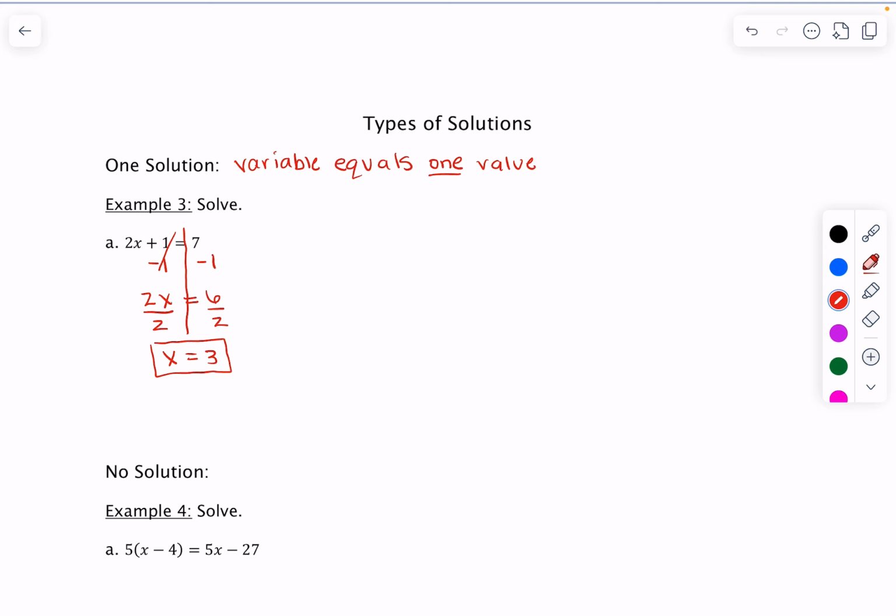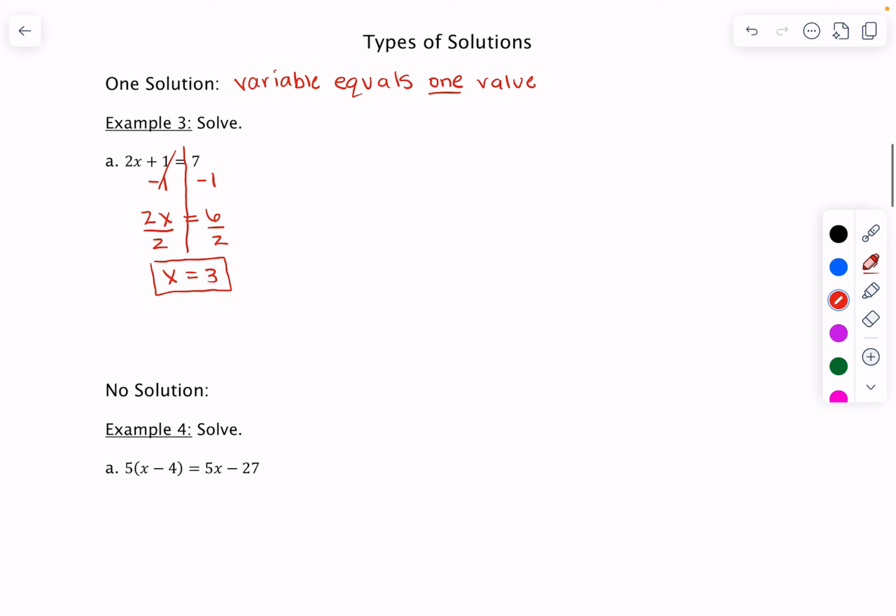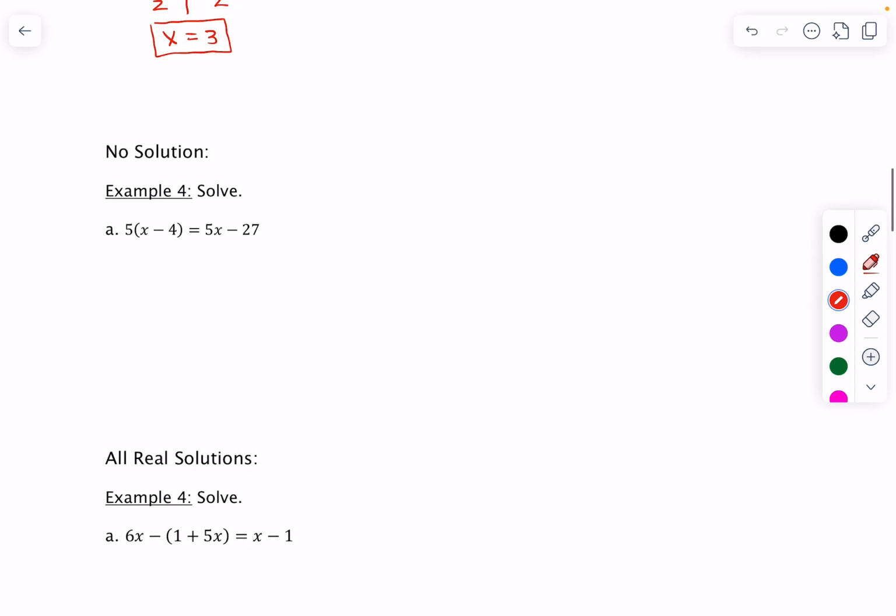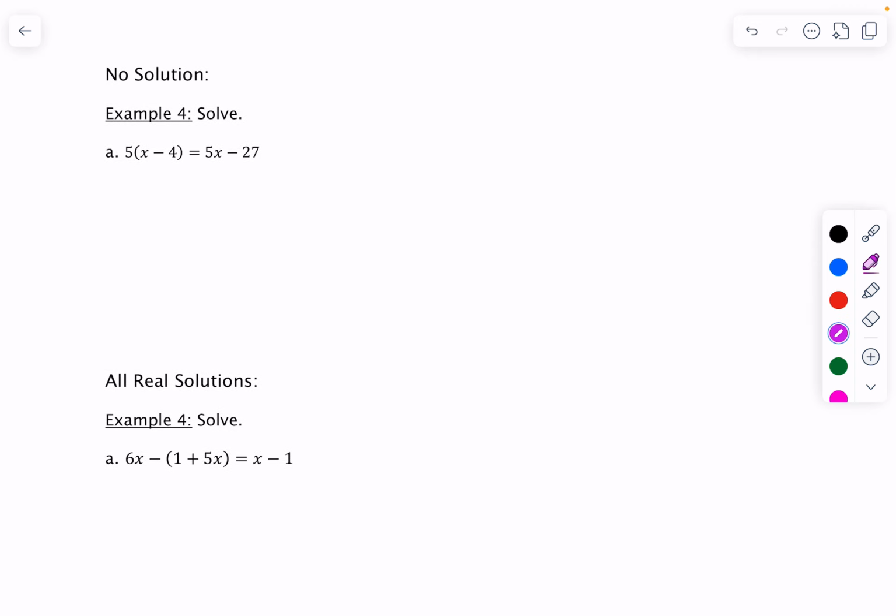But in some instances, there are equations that don't have an answer, equations that there's nothing that works to make the equation true. So that's our definition for no solution. There is no value that makes the equation true. So here's what this looks like. We're going to solve this like normal. We're going to distribute. Oh, let me change the color here.